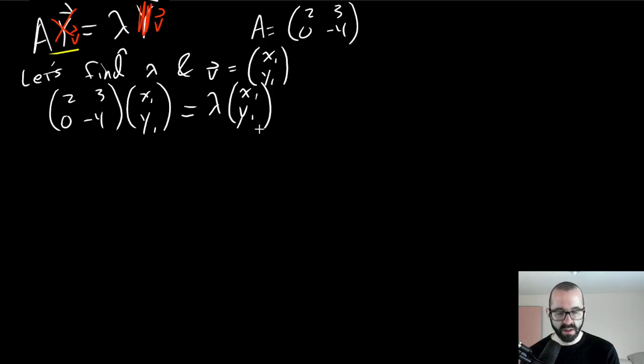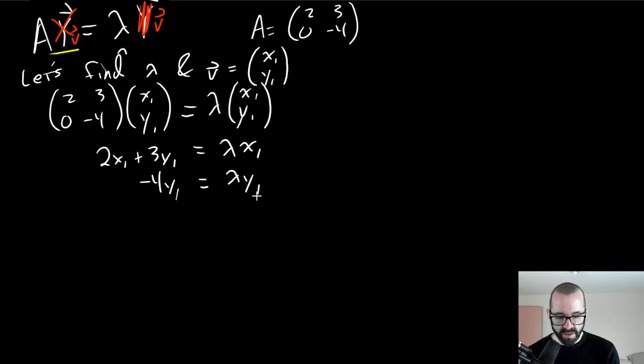Well, let's simplify, right? This is just A times v equals lambda times v. Let's solve. This is a system of equations. This is just 2x1 plus 3y1 equals lambda x1. And then -4y1 equals lambda y1. And what do we know about systems of equations? There are 3 unknowns and 2 equations. We know we're going to have infinitely many solutions.